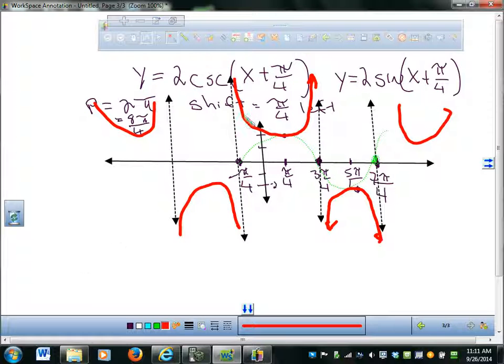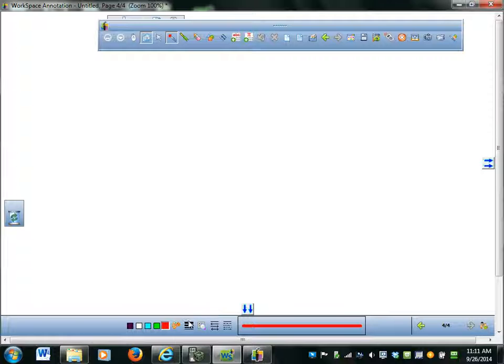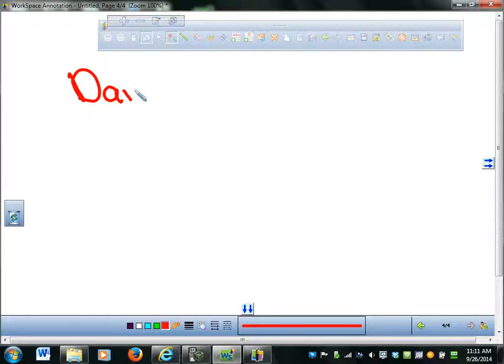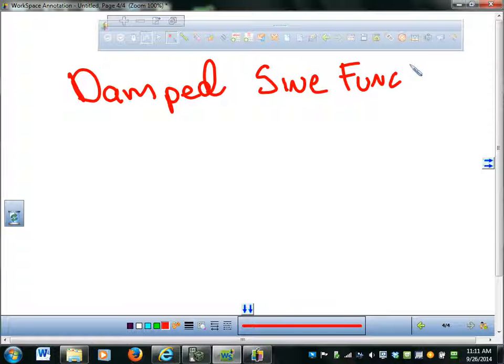Sorry, I got to teach so much, but there's one more thing. Okay? And this is going to be kind of fun. The next thing is called a, I don't want this fat line. Damn. Ooh, that looks cool. We're going to do a damped sine function.